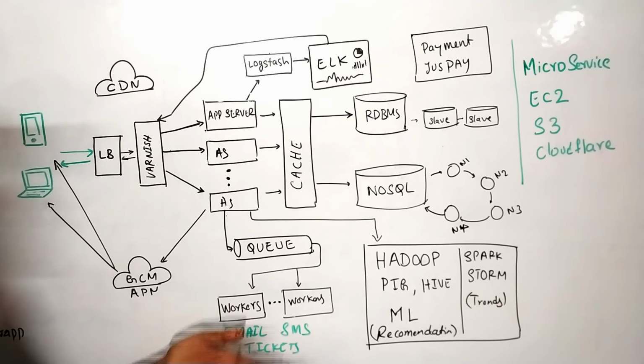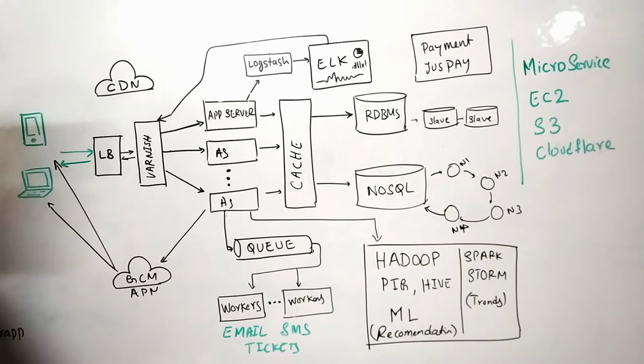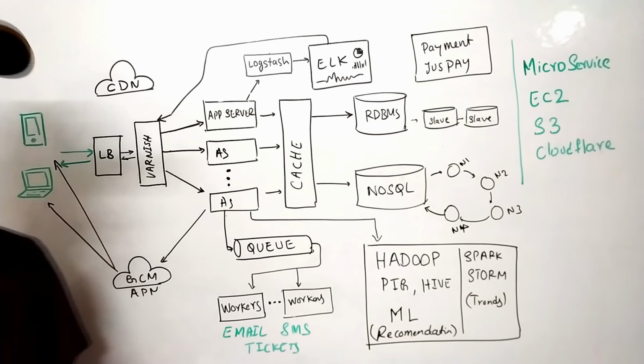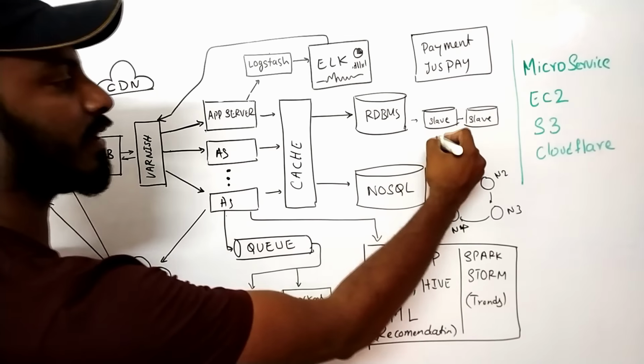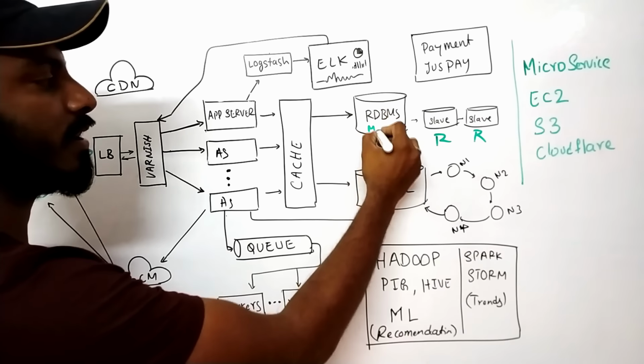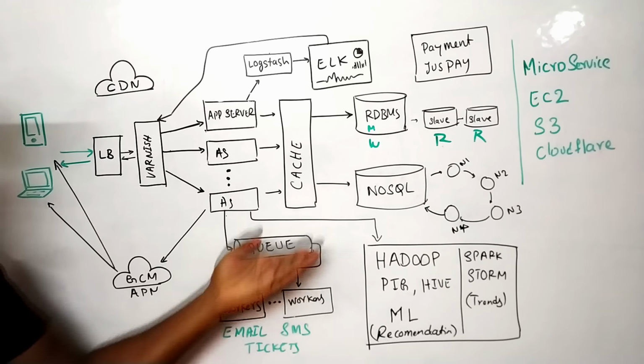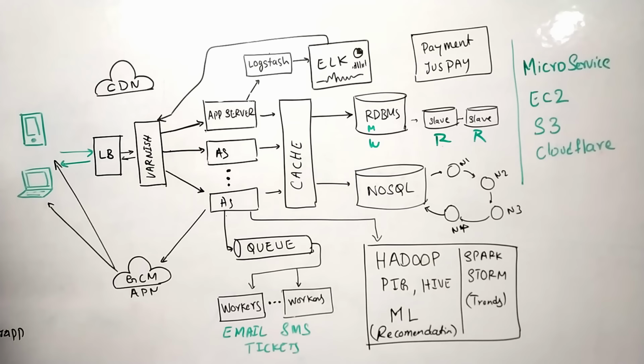And also what you have to do is, for RDBMS also you need to have sharded data by geo, and you can go with master-slave architecture, where slaves can be used as read nodes, and master can be used for writes. That way you can easily scale RDBMS as well.